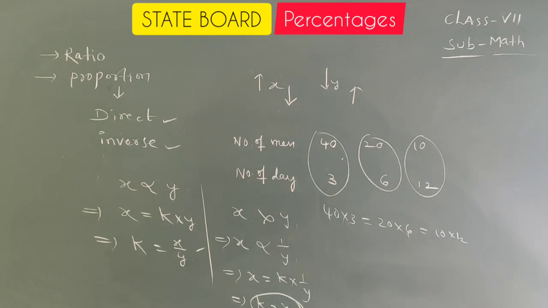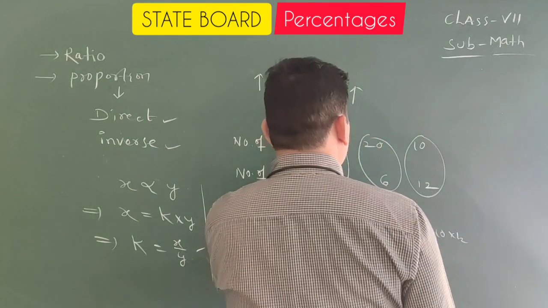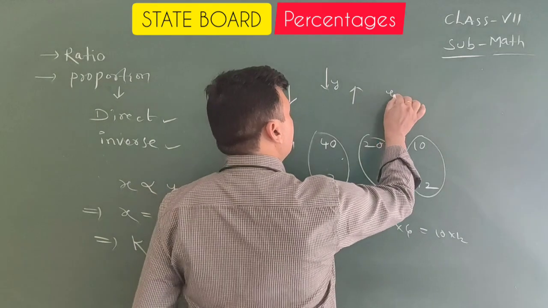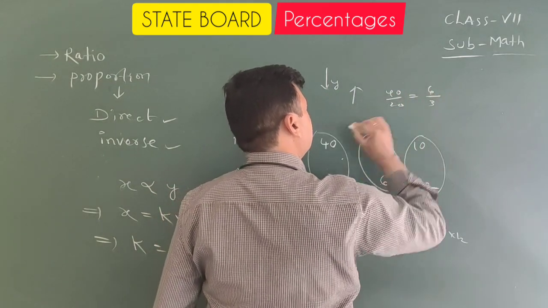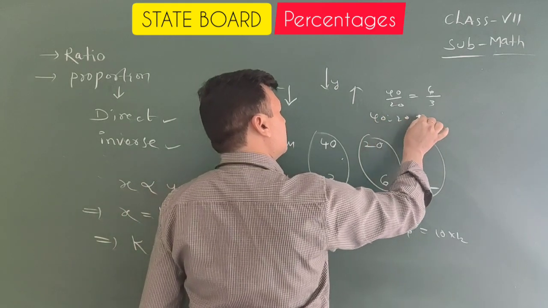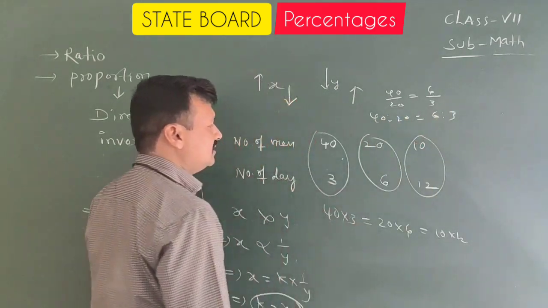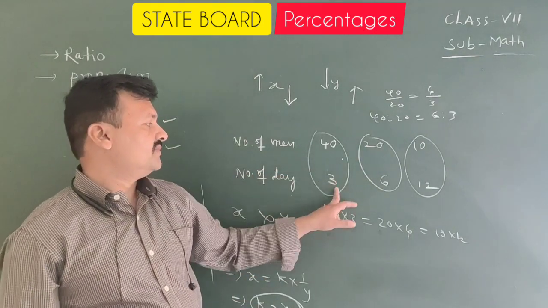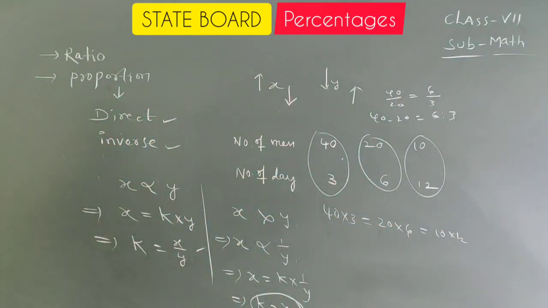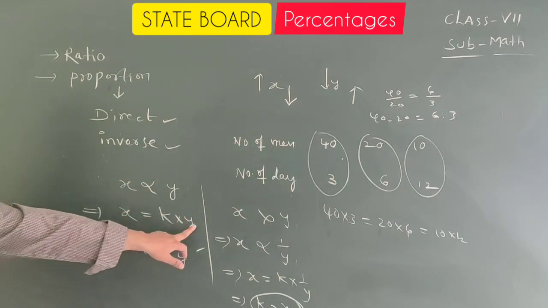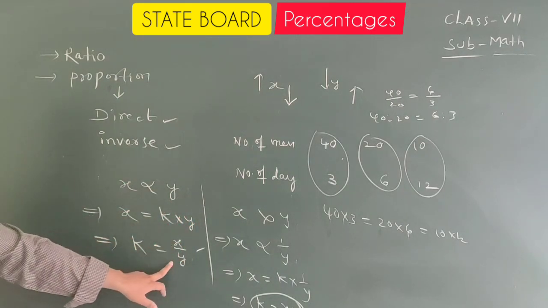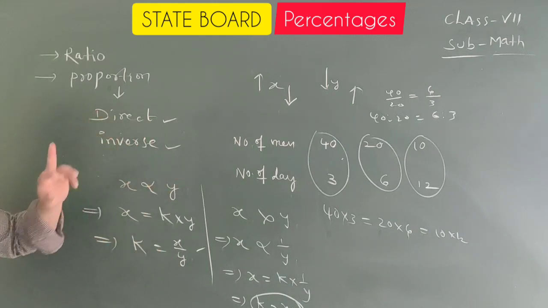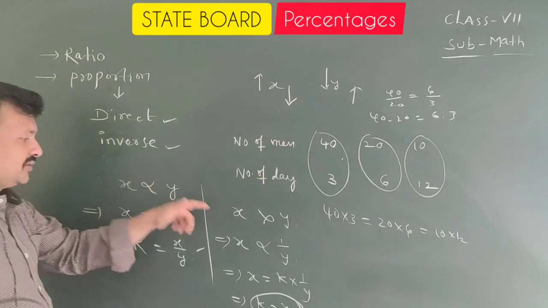If you equate the products, you can write it as 40 by 20 equals 6 by 3. That means 40 is to 20 equals 6 is to 3. So inverse. That's why they are also considered as proportions. x is said to be directly proportional to y means x equals some k into y, where k is a constant, and k equals x by y. The ratio is the same in direct proportion. In inverse proportion, their product is the same.